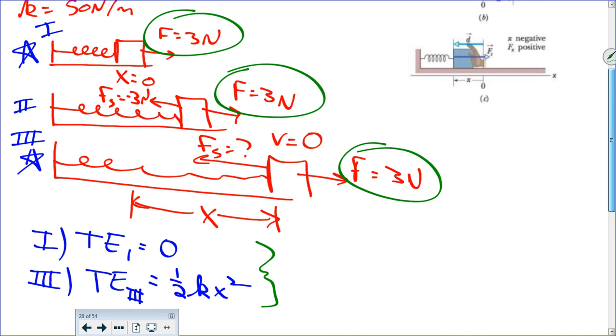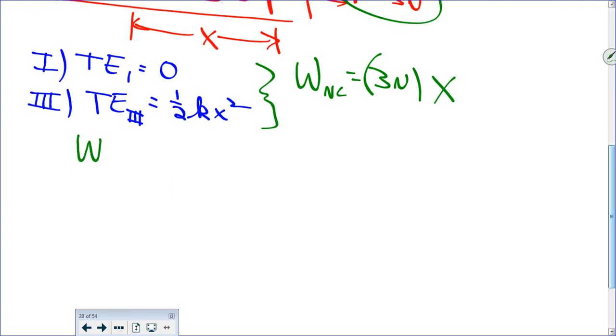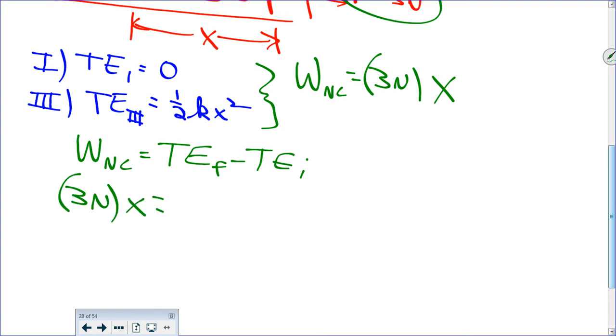Good? So there's something useful about this force: it's constant. The problem says you exert a constant force of 3 newtons. So the work applied by our non-conservative forces is 3 newtons times x, because that's how far we dragged it between this point and this point. Follow? Questions? Now I can set up an equation. I know that the work done by non-conservative forces is my change in total energy. So 3 newtons times x equals 1/2 kx squared minus 0.